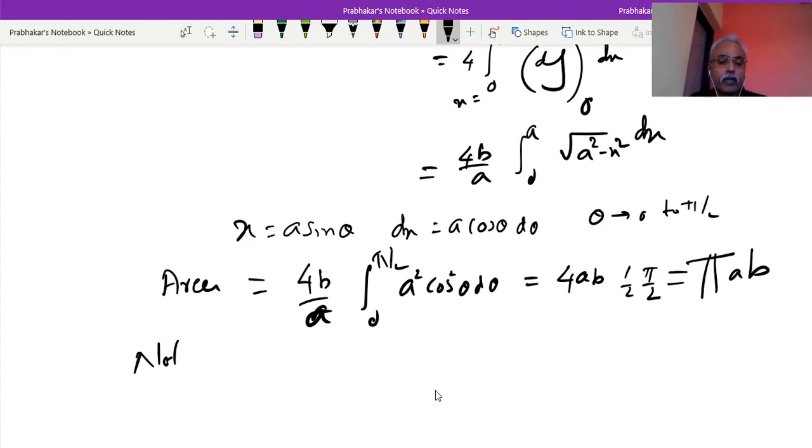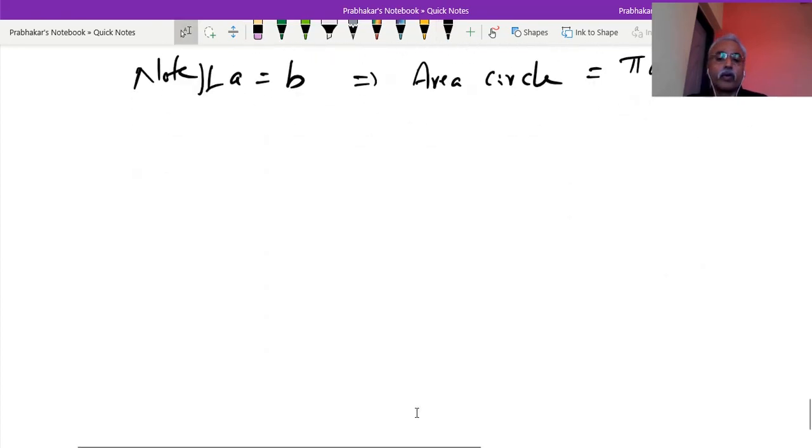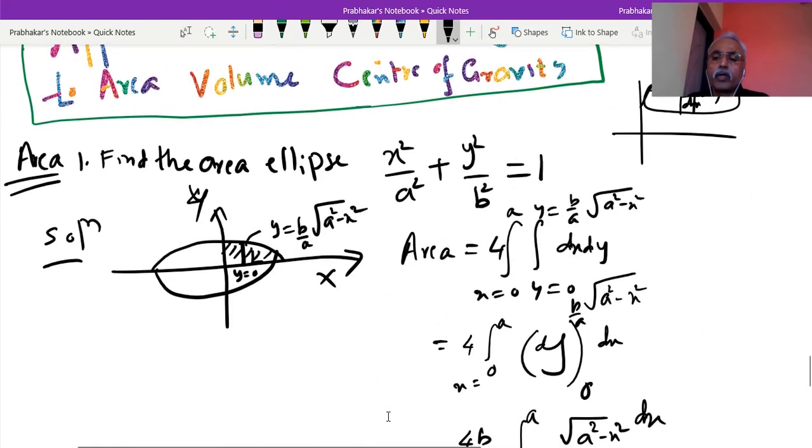In the ellipse, if a equal to b, it becomes area of circle. It implies area of circle, because ellipse becomes circle, is equal to pi r square. So highlight is you have to write dx dy and integrate over the region. So 1 dx dy, integrate over the region.